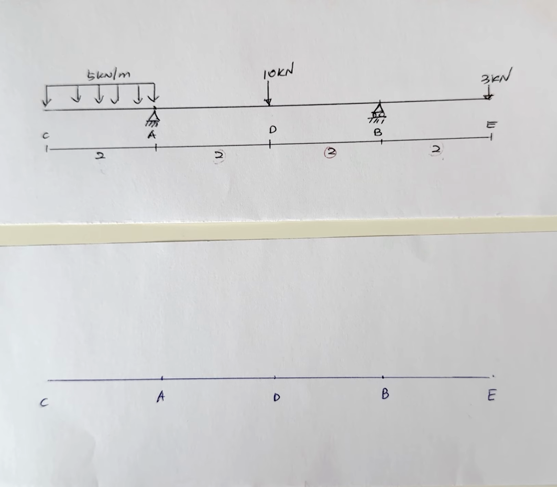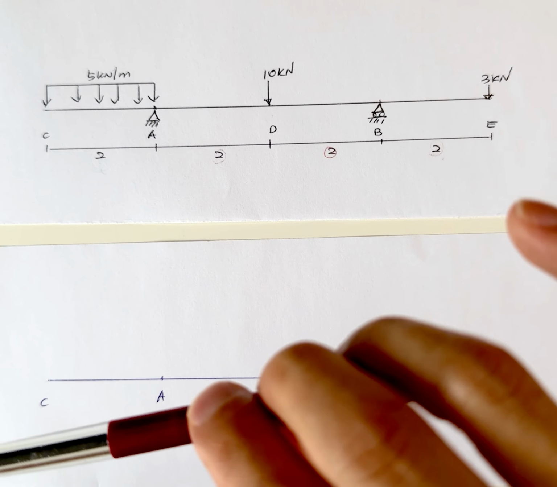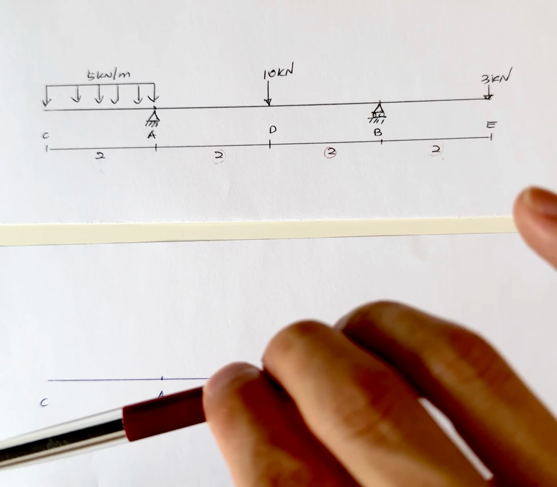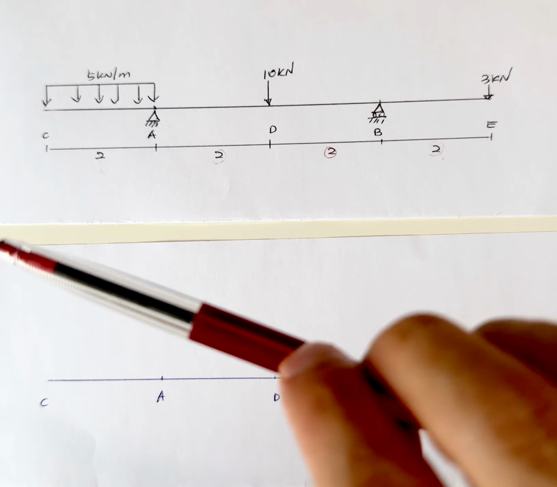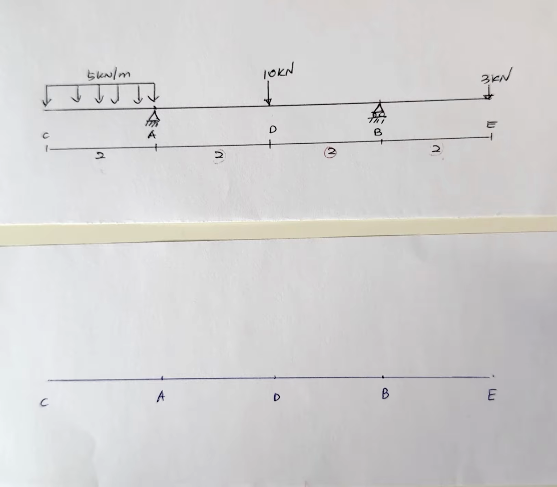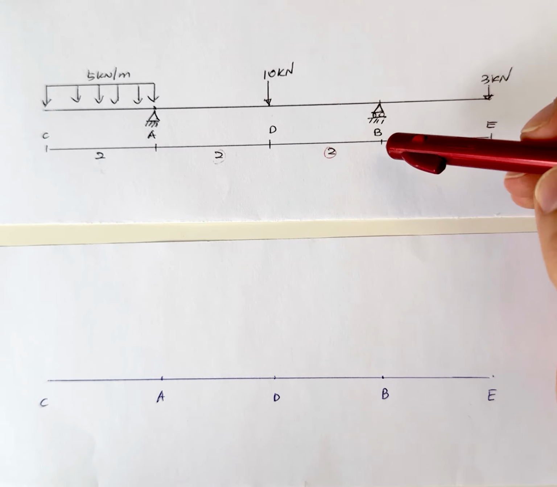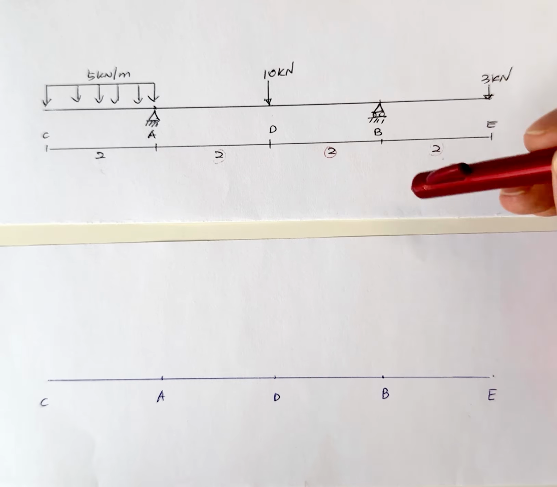So first of all, you have to be familiar with some basic shapes of the bending moment diagram, such as when the beam is loaded with the UDL, your bending moment diagram is going to be a curved line, a parabolic shape. And when the beam is loaded with the point load, your bending moment diagram is going to be a triangle, a straight line from one point to another.